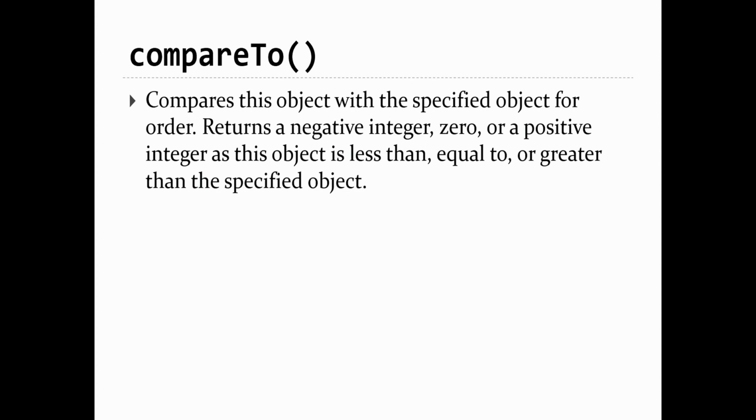If you wrote T compared to S, then zebra comes after ant, so zebra is greater than ant, and you'd get a positive integer here. If you wrote S compared to S, you would get 0 because ant is equal to ant. So it gives you less than, greater than, and equal to all in one single method. But it's up to you how to interpret the return value.